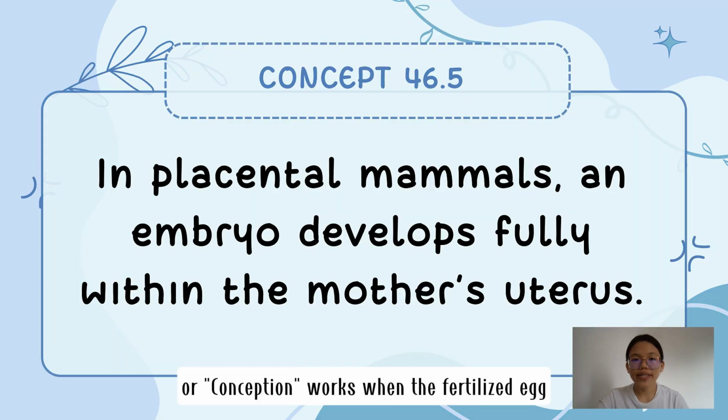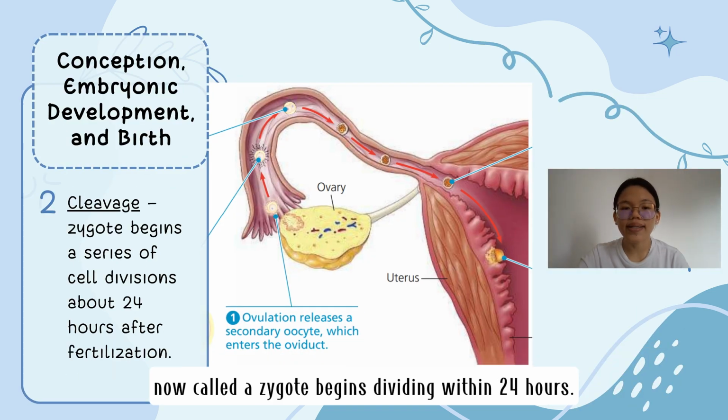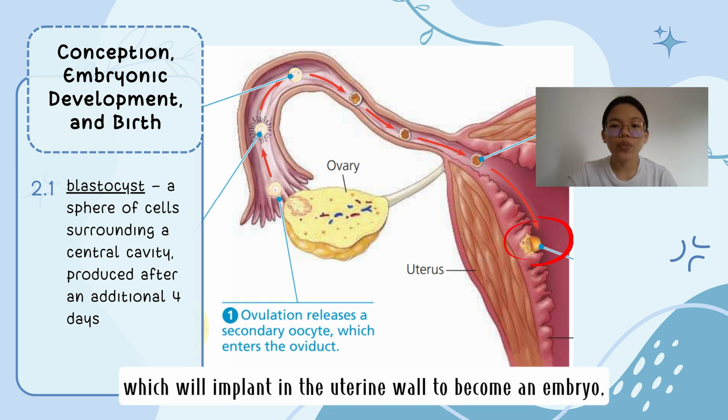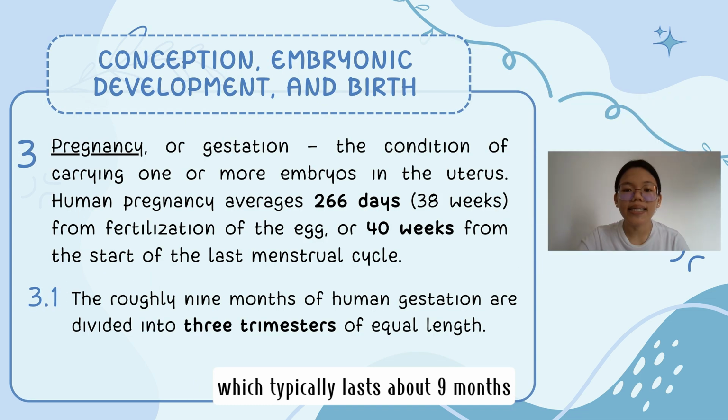Now, fertilization or conception works when the fertilized egg, now called the zygote, begins dividing within 24 hours. After 4 days, this develops into a blastocyst, which will implant in the uterine wall to become an embryo, soon a fetus, marking the start of pregnancy, which typically lasts about 9 months, divided into 3 equal trimesters.